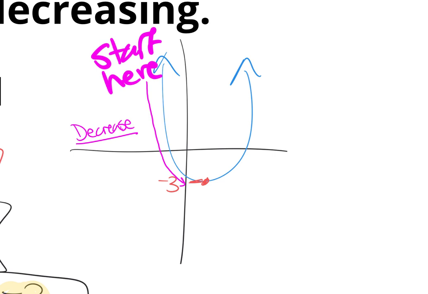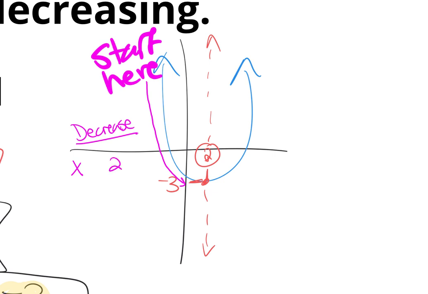Now, once I hit my vertex, by definition, we called that a change of direction, a turning point the other day. So once I hit that vertex, it stops decreasing. We also talked about our AOS the other day. I know my y value is -3 at the vertex. What's my x value there? 2, okay? That is used to describe my decreasing and increasing. So I'm going to use my x value of 2 to describe this.